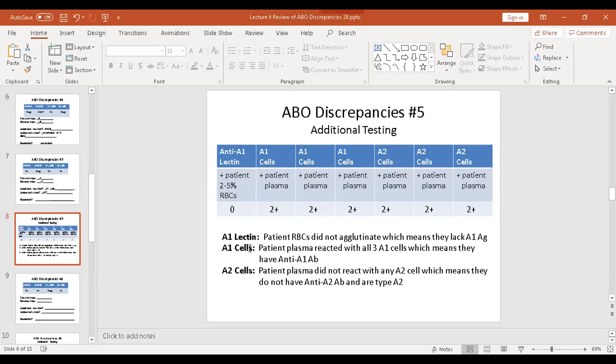Okay, so what does that mean? It's confirming that this patient has an antibody, an anti-A1, that is reacting with the A1 antigen on all of these cells. Okay?